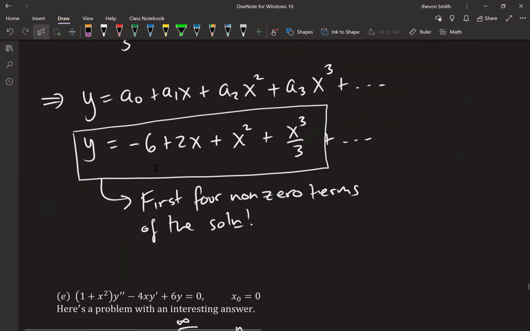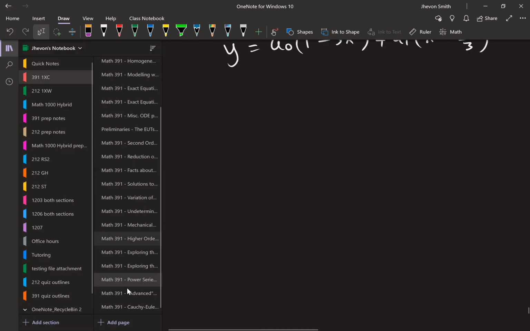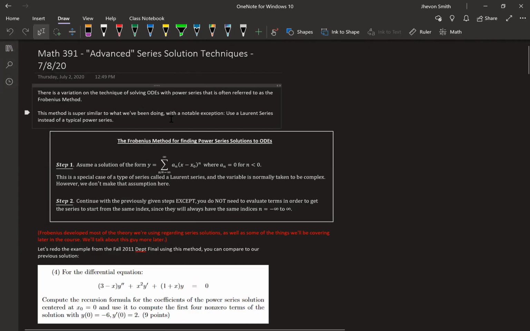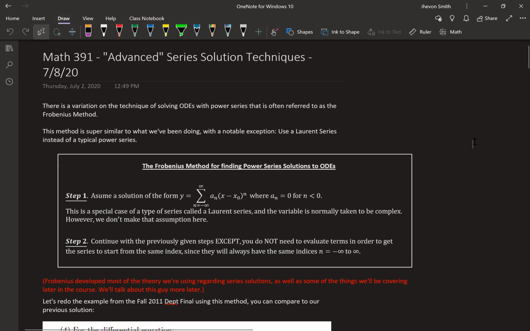However, there is an option out there for which we can just not actually care about where the series starts. So this is going to lead us into a section that I call advanced, but advanced in quotes. It's not actually that crazy advanced, but it does make things a little bit easier by getting us to look at things slightly differently. By the way, the method that we're talking about here is called the Frobenius method. This is when we solve an ODE using power series. The general theory for doing that was developed by this mathematician named Frobenius. So it's called the Frobenius method.